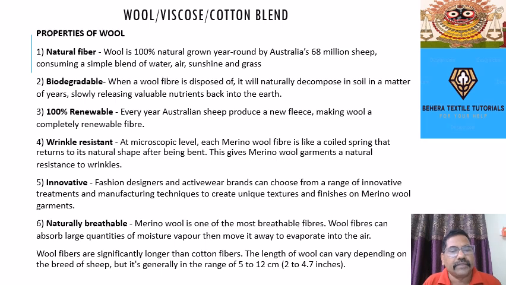Naturally breathable. Merino wool is one of the most breathable fibers. Wool fibers can absorb large quantities of moisture vapor, then move it away to evaporate into the air. Wool fibers are significantly longer than cotton fiber. This length of wool can vary depending on the breed of sheep, but it is generally in the range of 5 to 12 centimeters.